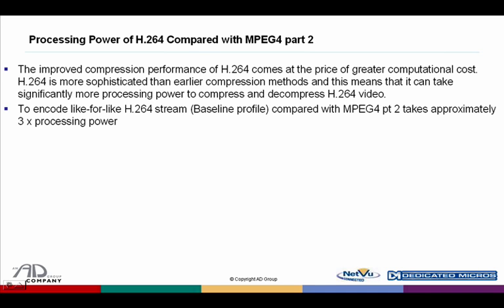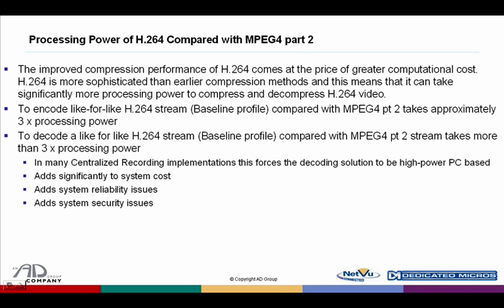Remember that only achieves a 20 to 30% reduction in bit rate or storage requirement. So it takes 3 times the processing power to achieve a 20 to 30% reduction in bit rate. Similarly, at the decoding end, when we're decoding our H.264 stream, again baseline, comparing that with MPEG-4 takes approximately 3 times the processing power to do the decoding, to do the rendering onto the screen and so on.